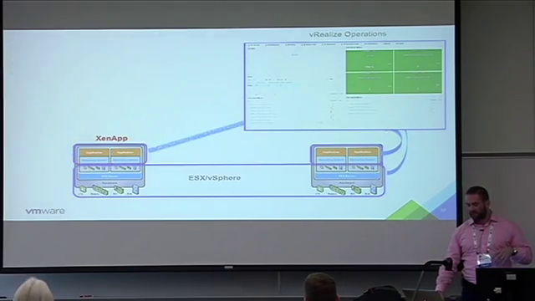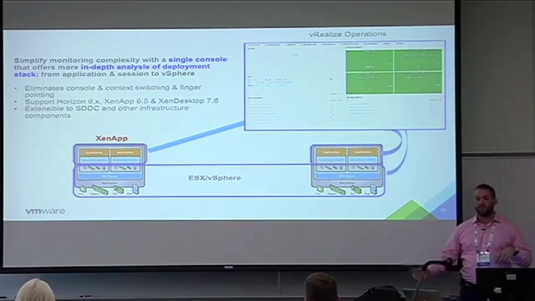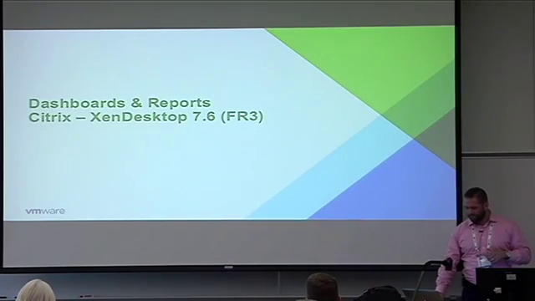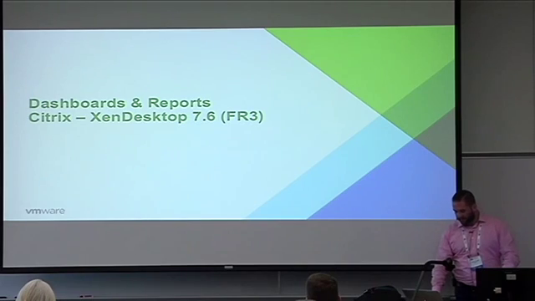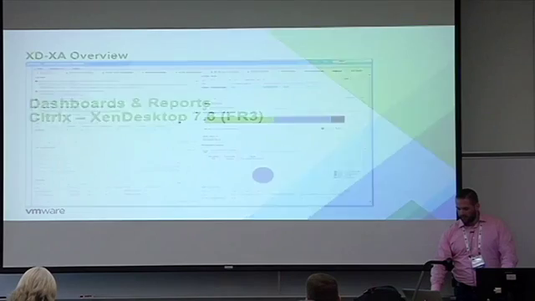So instead of EdgeSight, vRealize Operations for published applications pulls that XenApp, XenDesktop information along with the ESX vSphere environment that most likely you're utilizing to run Citrix, and again provides that one single console. This goes into the different dashboards that we can do with Citrix, and we officially support from a QA perspective 7.6 feature release 3, which is what we actually designed and tested for.